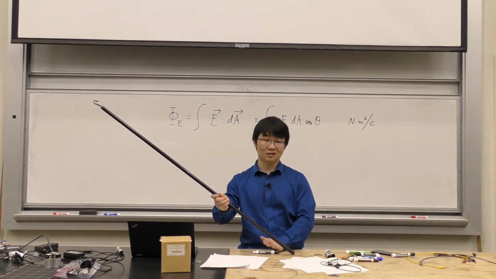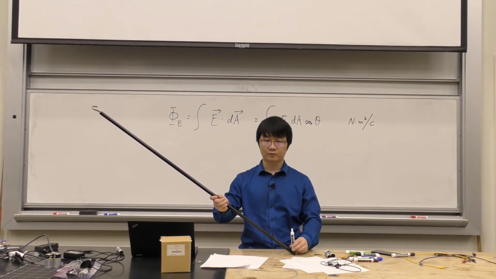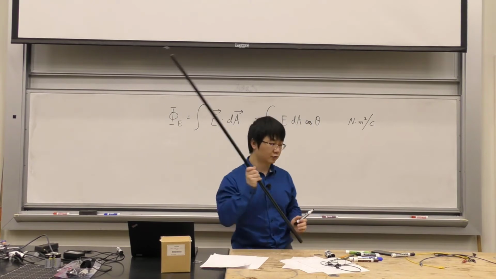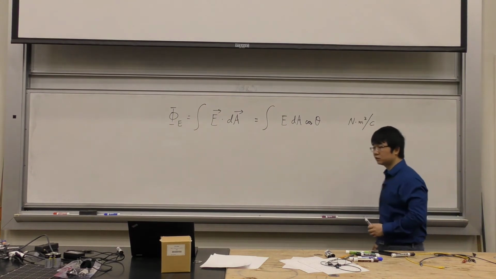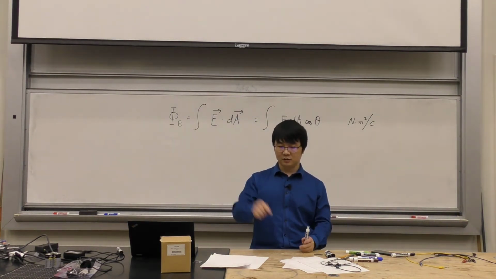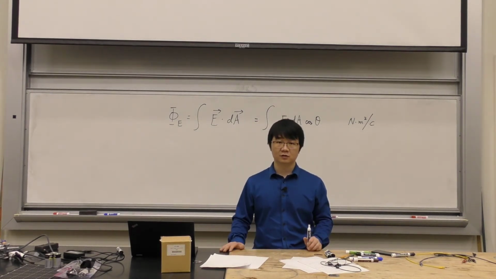Why isn't this the angle? No, that's not the definition. The definition is this angle: the normal vector and the electric field. That's the definition. So you would say, this is not that intuitive, why don't we define the angle between this and the surface? Because you don't always have a flat surface.